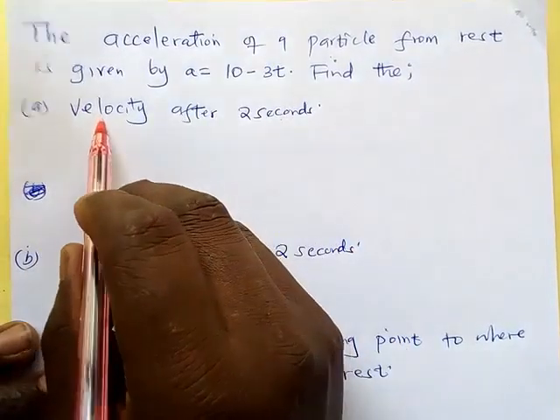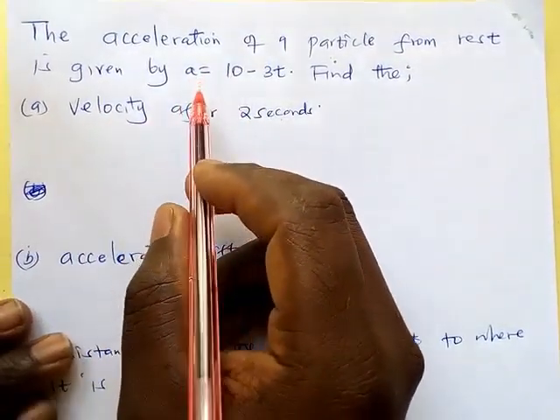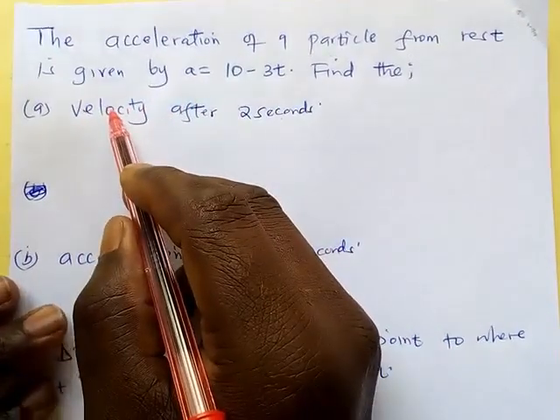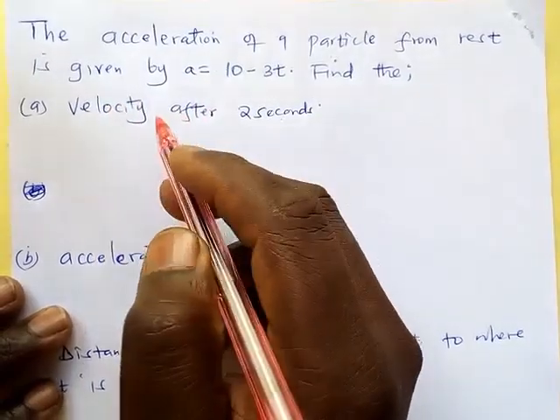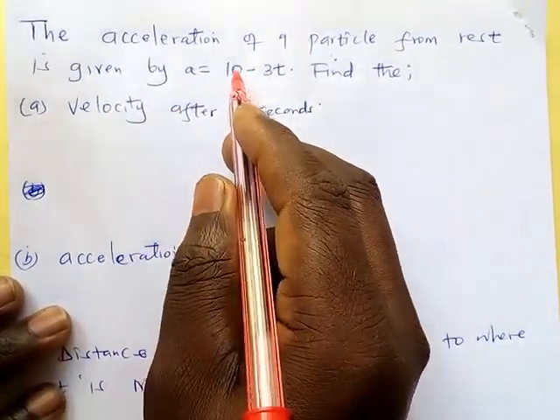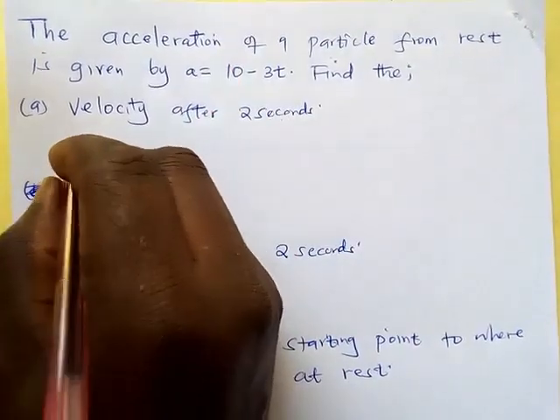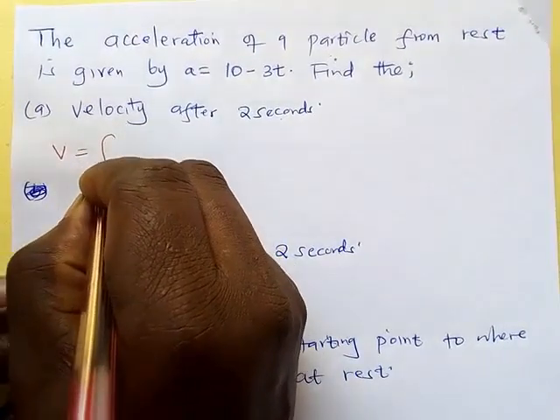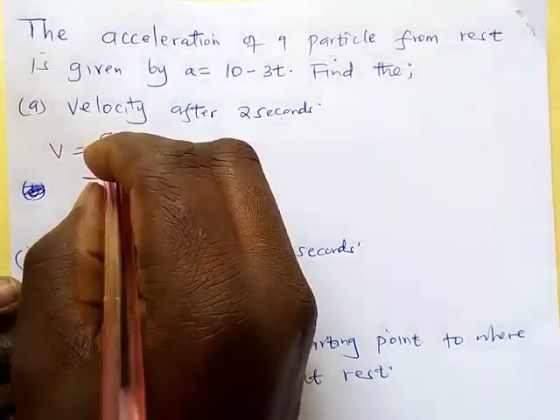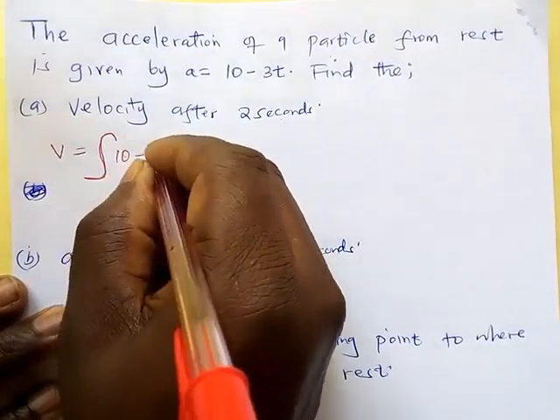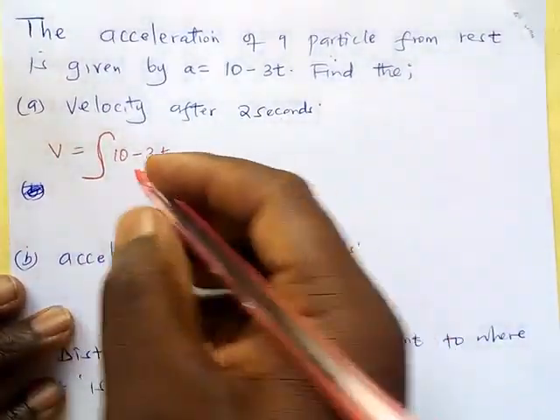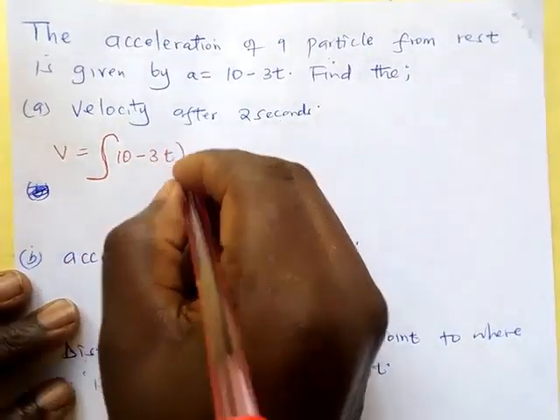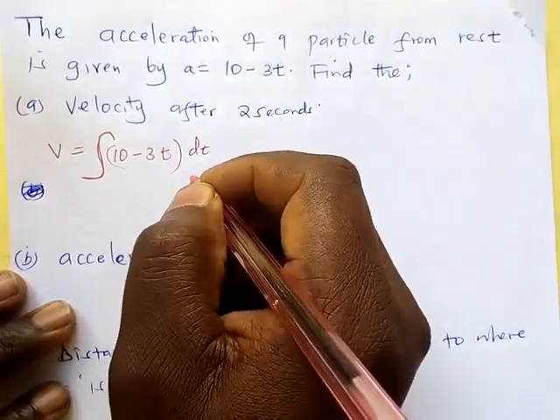How do we calculate velocity? Because we have acceleration, to calculate velocity we integrate acceleration. So let us integrate acceleration and we will get velocity. Velocity is equal to the integral, this is the sign for integration, of 10 - 3t. So let us integrate that, and then we put dt. When we integrate, we put it like that.